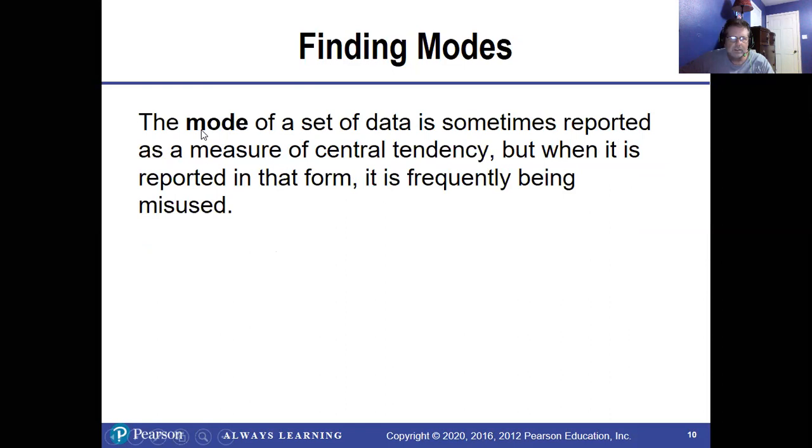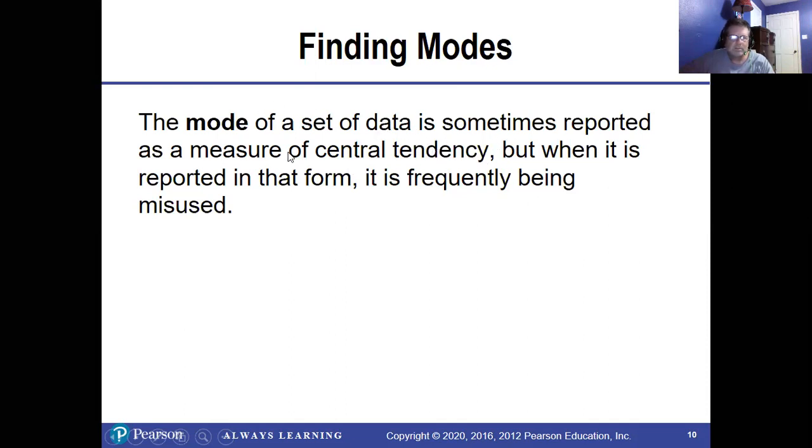The mode is the one that happens the most. Median has a D in it, so does middle, but so does mode. People kind of relate those together, mode and most. The one that happens most frequently.